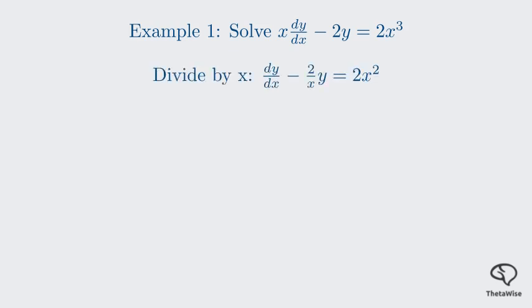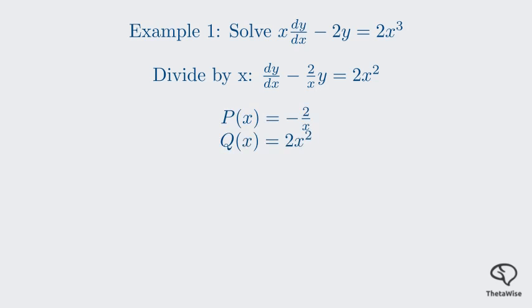This gives us dy/dx minus 2 over x, times y equals 2x squared. Now it's in standard form. We can identify p of x and q of x. p of x is negative 2 over x, and q of x is 2x squared.